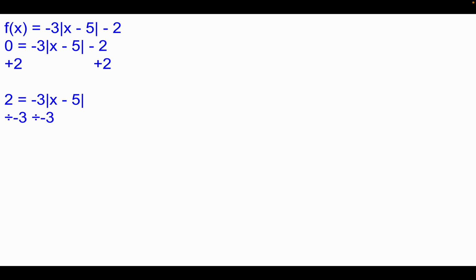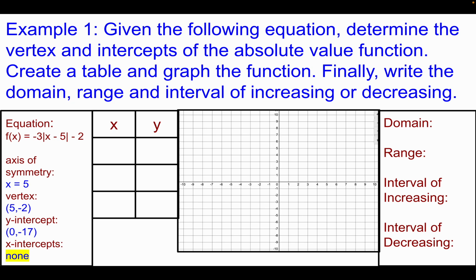Divide both sides by negative 3. We'll get negative 2/3 equals the absolute value of x minus 5. This has no solution. The absolute value can never equal a negative number. It can only be 0 or a positive number. Okay, so because this equation has no solution, we can say that our graph has no x-intercepts. We'll see why that is when we graph it.